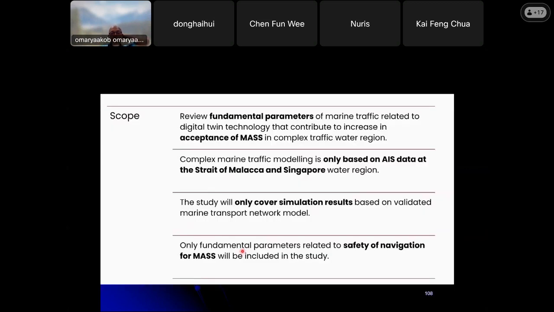Okay, so this is an example. Scope: review fundamentals related to digital twin, where complex simulation is only based on AIS data. The study will only cover simulation results, and only fundamental predictors related to safety and navigation will be included. So the other parameters are not included.